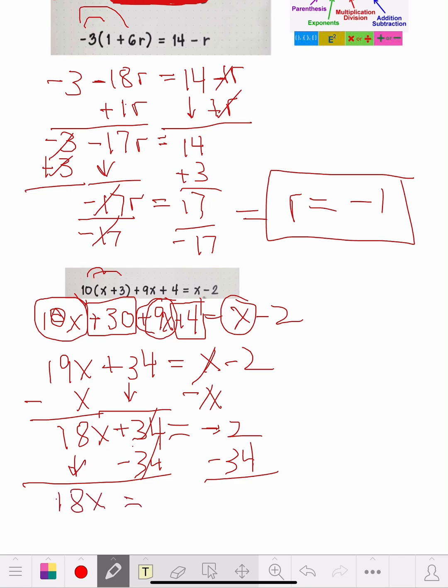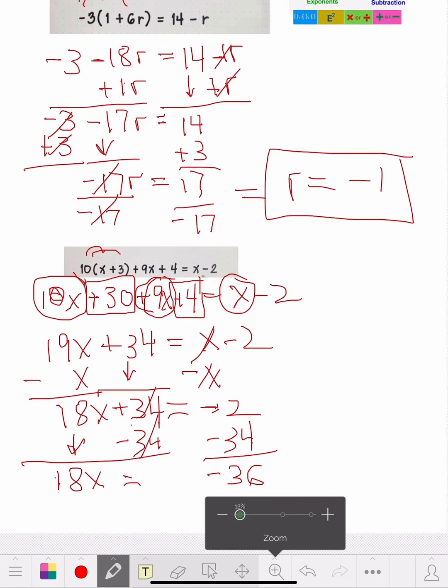18x equals, okay, now just think on the number line. You got a minus 2, and you're going on the minus side 34 more. How many you got? You add them together, you get 36. So it's going to be a minus 36. Okay? So, hey, I'm not doing bad here at all.